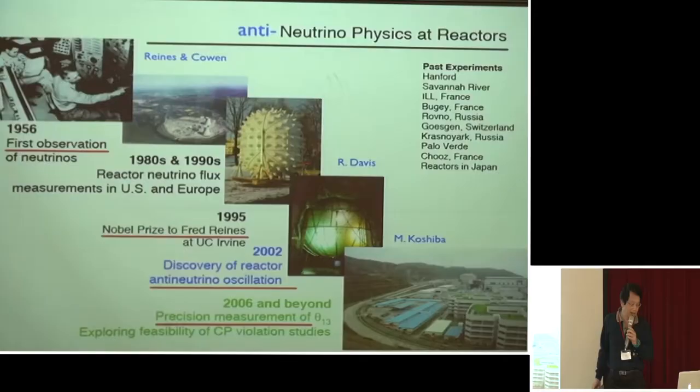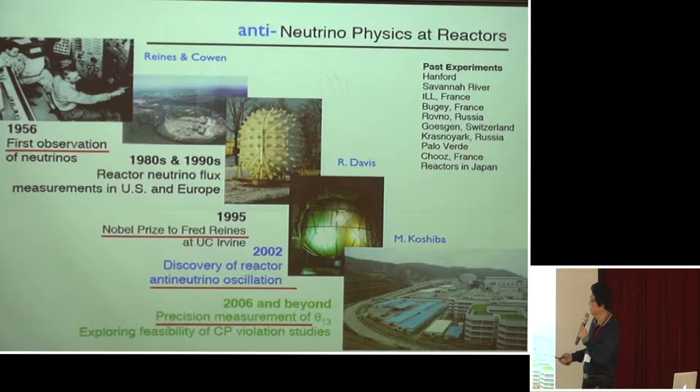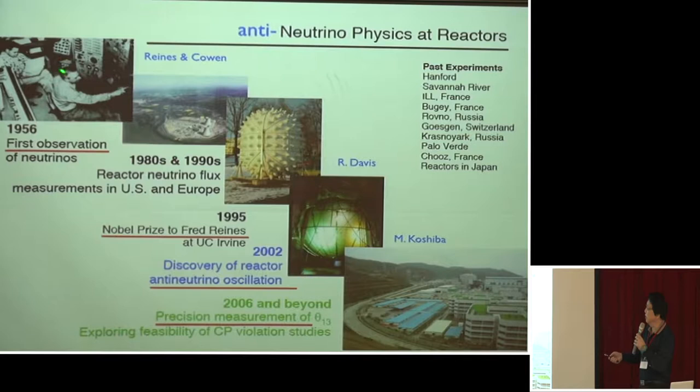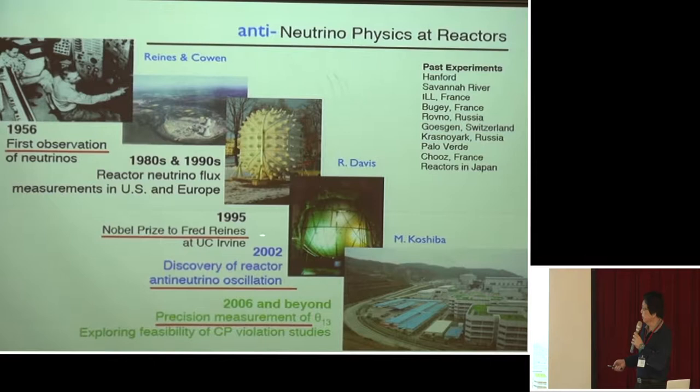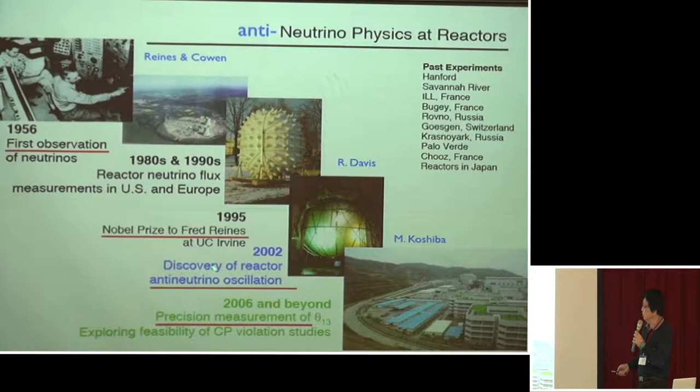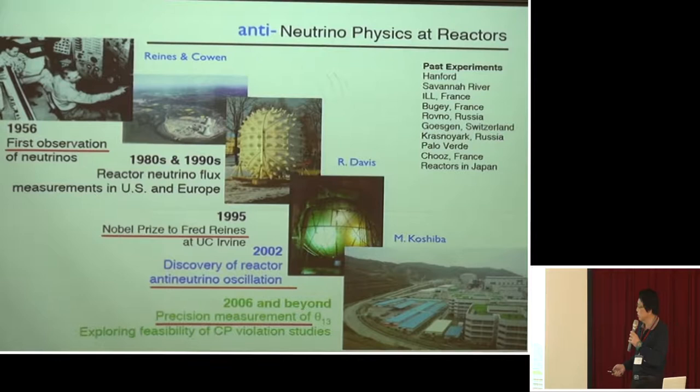Reactor anti-neutrino physics actually has a very long history, all the way back to the first observation of neutrinos in 1956. You can see there's a series of experiments since then. Also, several Nobel Prizes were awarded. By 2002, we discovered the so-called reactor anti-neutrino oscillations, together with the other experiments too.